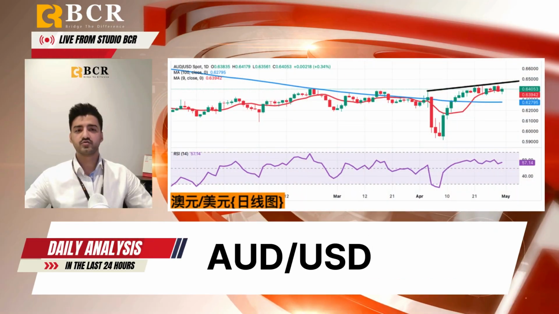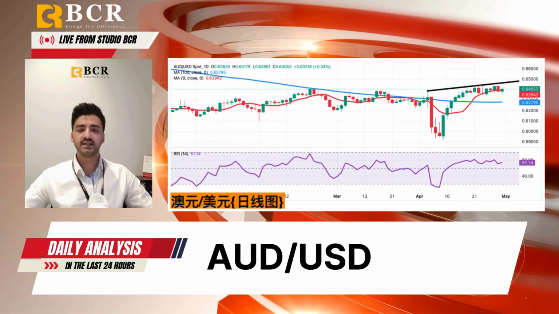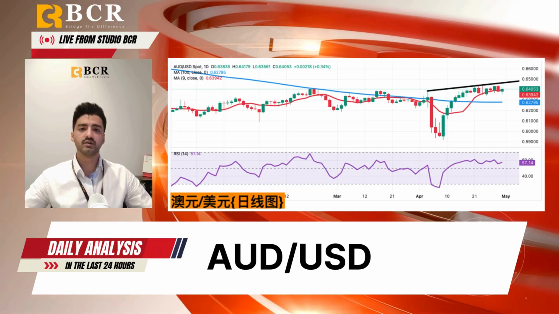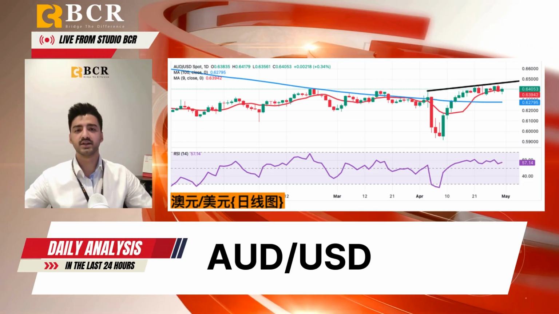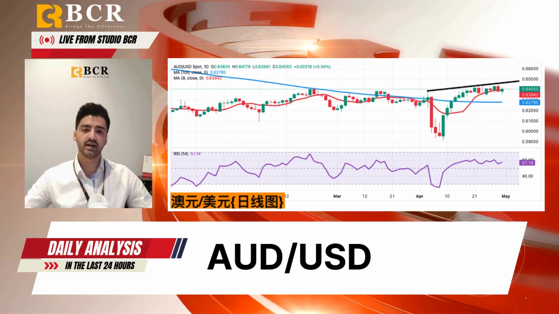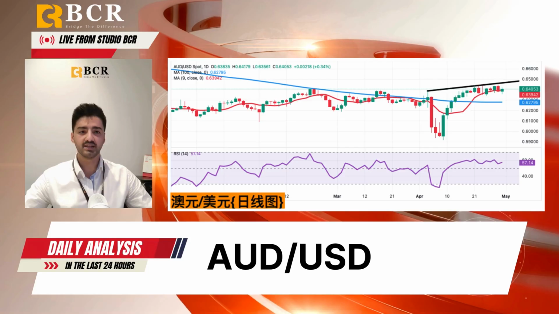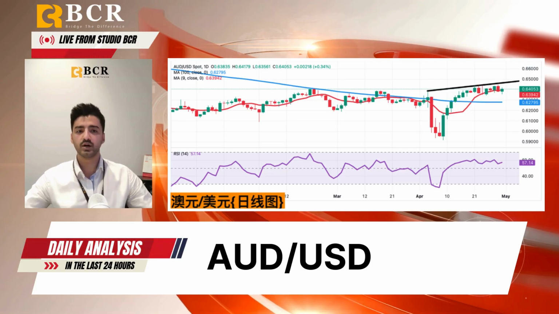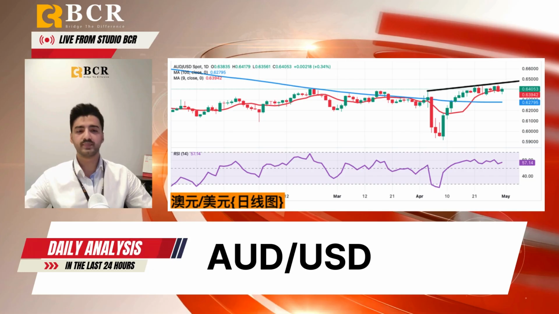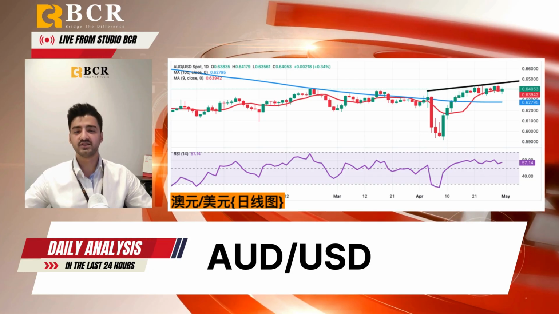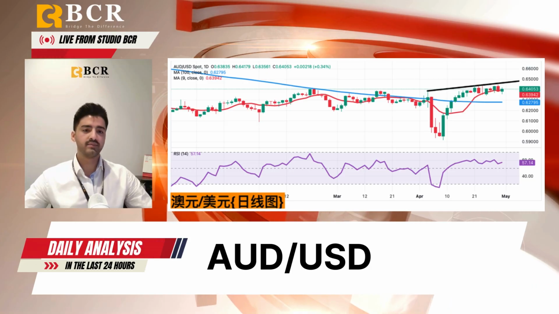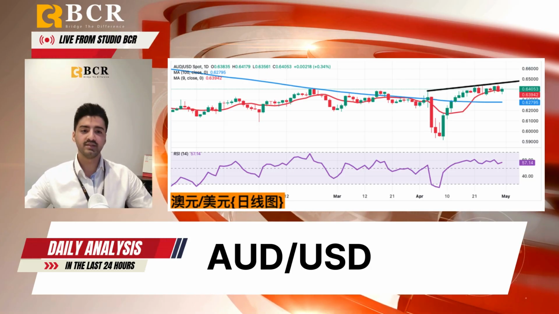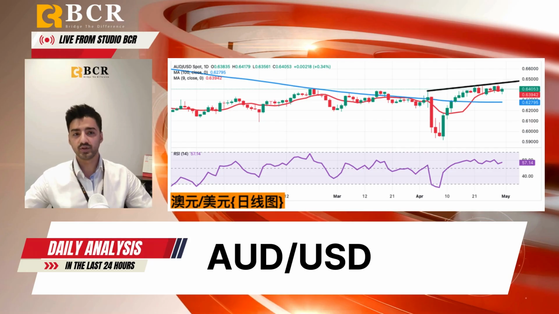Next, let's have a look at the Australian dollar, which is pushing higher, trading near 64 cents after a hotter than expected Australian inflation data. Q1 CPI came in at 0.9% Q on Q, which is well above forecasts, which adds to the speculation that the RBA may need to remain hawkish. This helped the Australian dollar gain, even as China's PMI data disappointed.